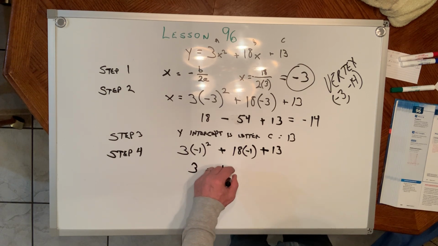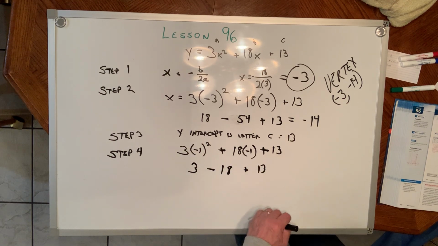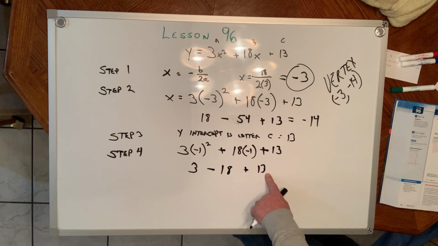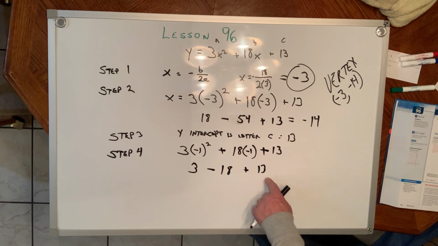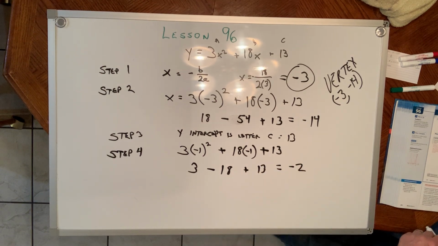And if we do that right, we should get positive 1, we should get 3, we should get minus 18 plus 13. 13 and 3 should give us 16. And if we do this right, and we did, we get -2 out of that. Just like it says there. So the point that's on the curve.